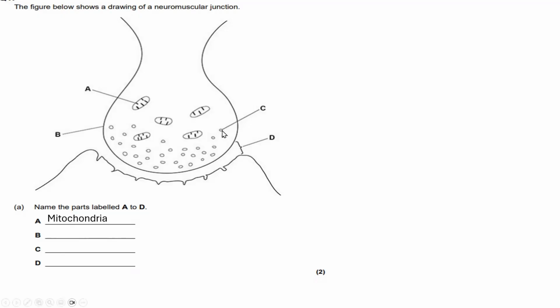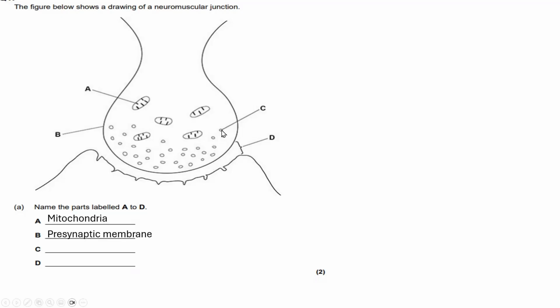Now let's look at B. It's the membrane around here. Now you can call this the synaptic knob, or you can call it the presynaptic membrane. Personally, I call it the presynaptic membrane, and that is going to be at the end of your sensory neuron, your motor neuron. In fact, this is a neuromuscular junction, so this is going to be the motor neuron where it meets the sarcolemma.